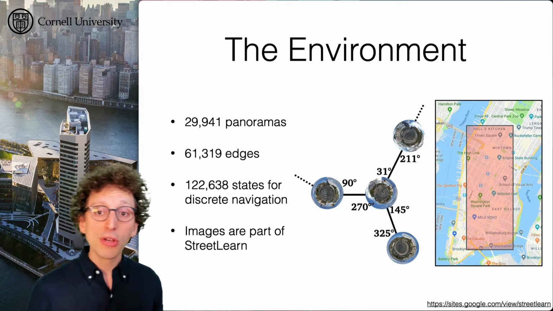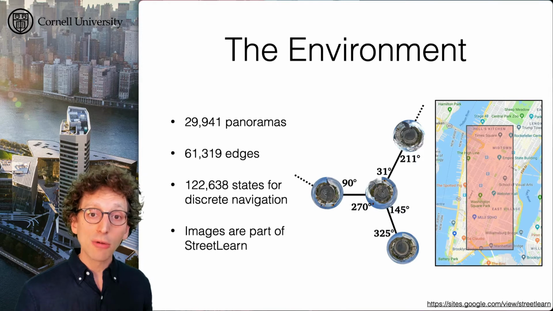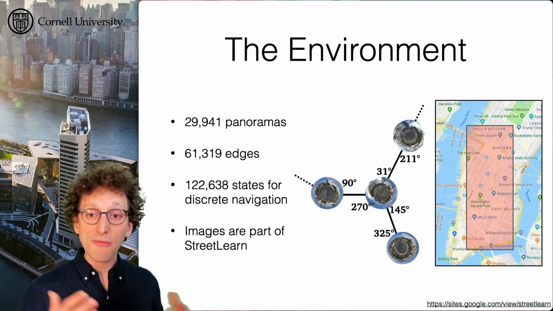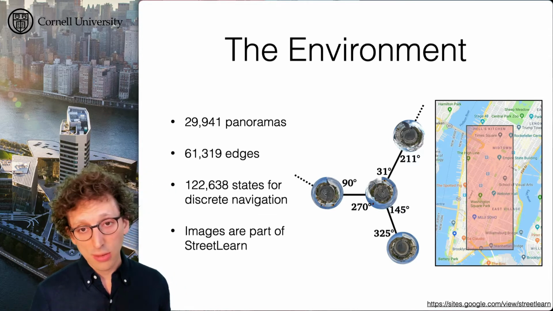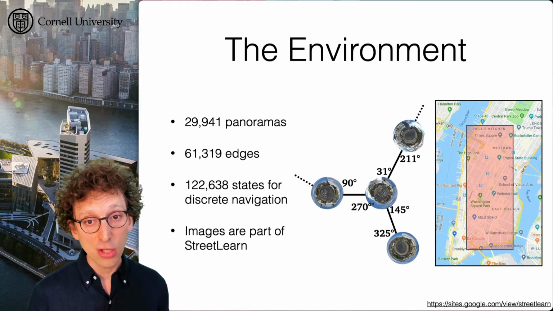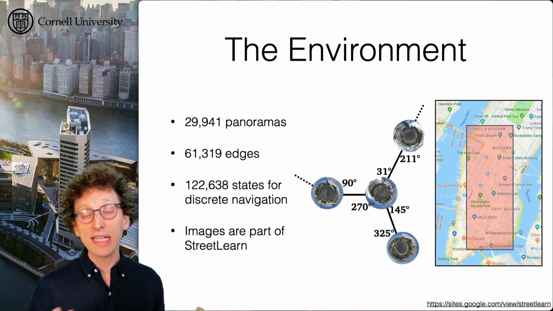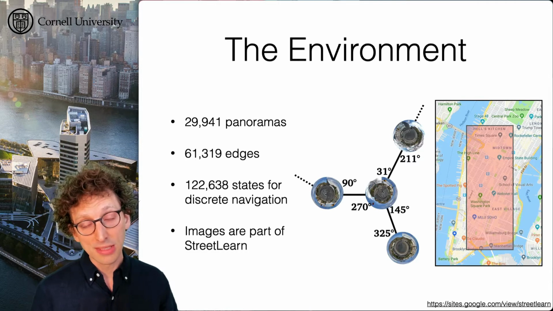The Touchdown environment includes almost 30,000 panoramas in a large area of Midtown and downtown Manhattan. These panoramas are connected using edges to create a navigation graph with around 60,000 edges, with a diversity of angles for transitions between the panoramas. This gives you about 120,000 states for discrete navigation, significantly larger than any of the houses that you might encounter in an environment like Matterport 3D.